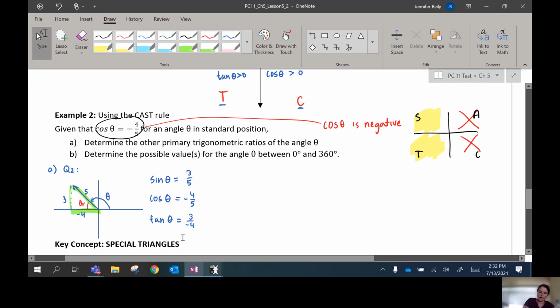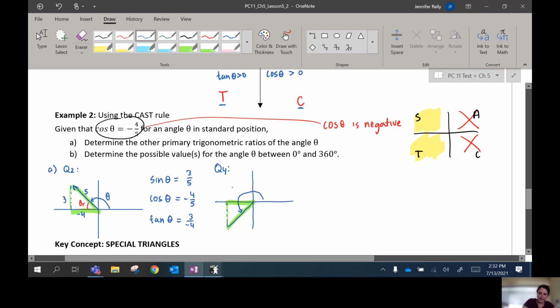Quadrant 4. We're actually going to get the exact same ratios, except in quadrant 4, I already know the tan ratio will be positive based on CAST, and the other ones will be negative, but we can draw it out anyways. So here's my theta this time. Here's my triangle.